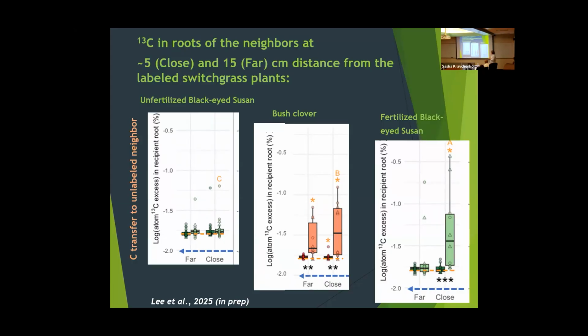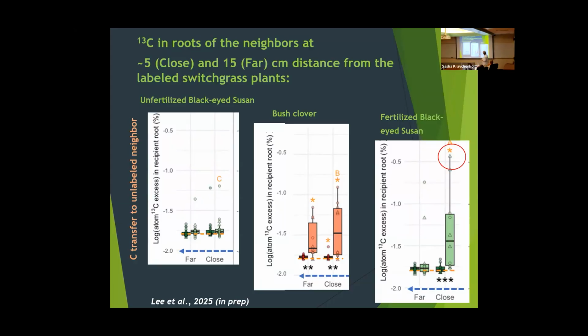And one other thing I should tell you is this dashed orange line marks what happens with totally unlabeled plants. So that's our non-labeled control. As you can see, when black-eyed Susan was not fertilized, except for a couple of outliers, there was hardly any enrichment of its roots with the 13C of that switchgrass origin. When we looked at clover, clover got quite a lot of that.